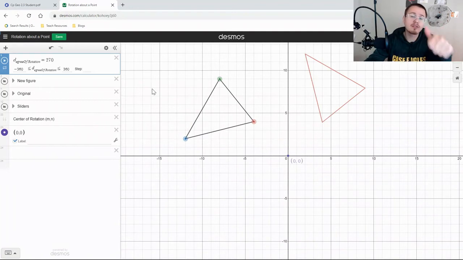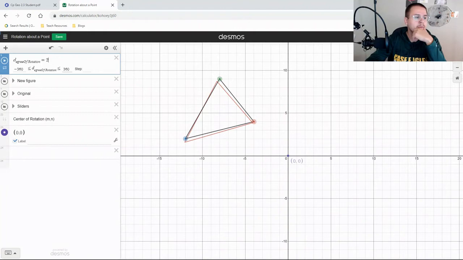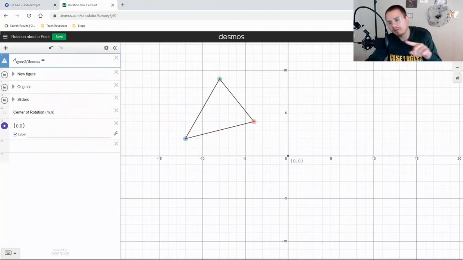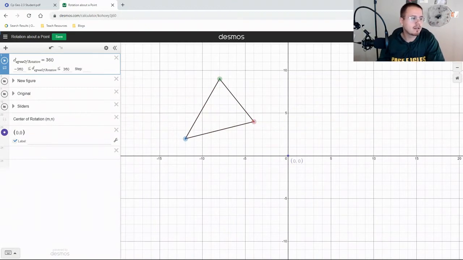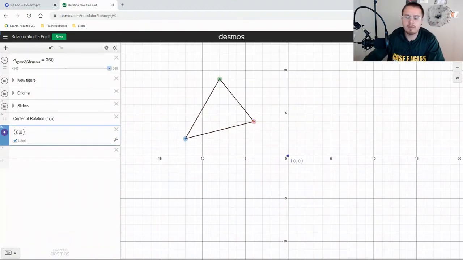Notice, compared to translations and reflections, the orientation, the way you see the shape is just a little different, right? So we have that. And obviously, if you go the full 360, you'll end up back where you started, as seen there. Let me change this back to M and N so I can get some dragon going on. Some fire.